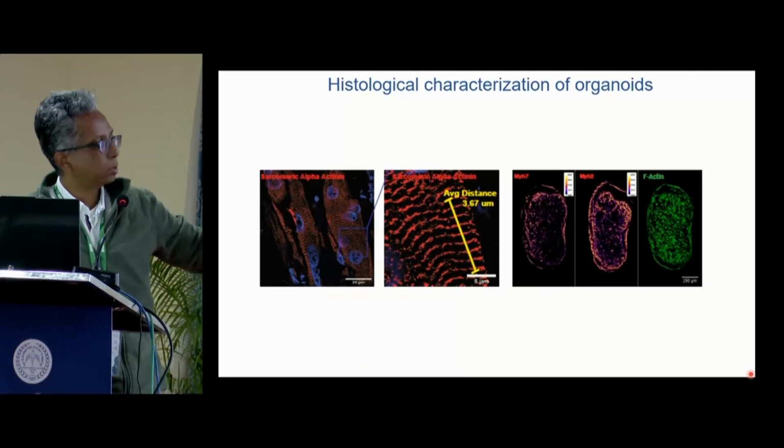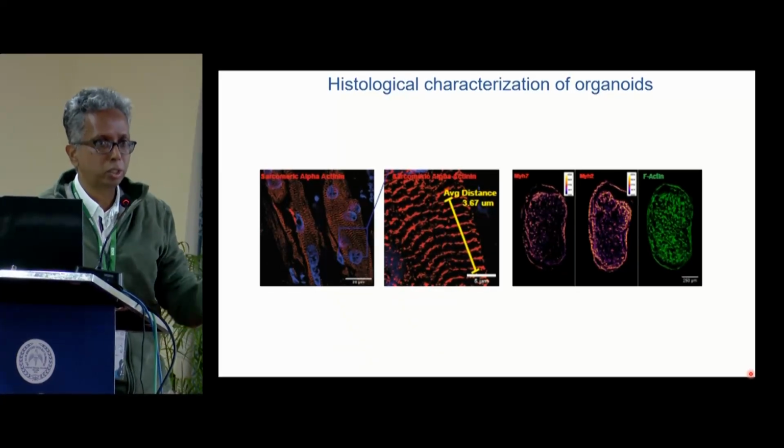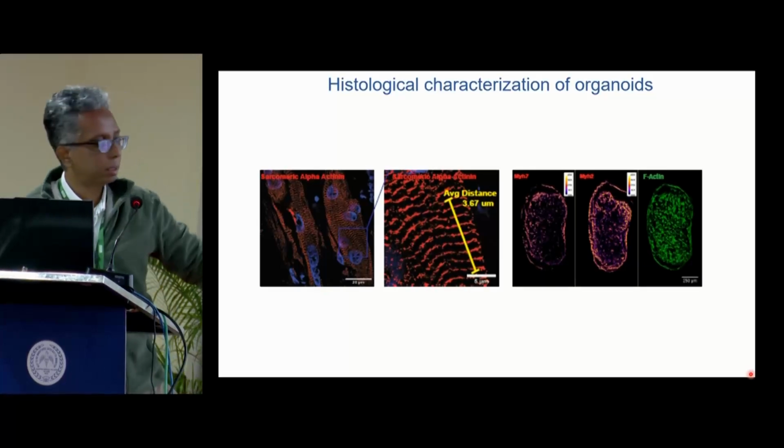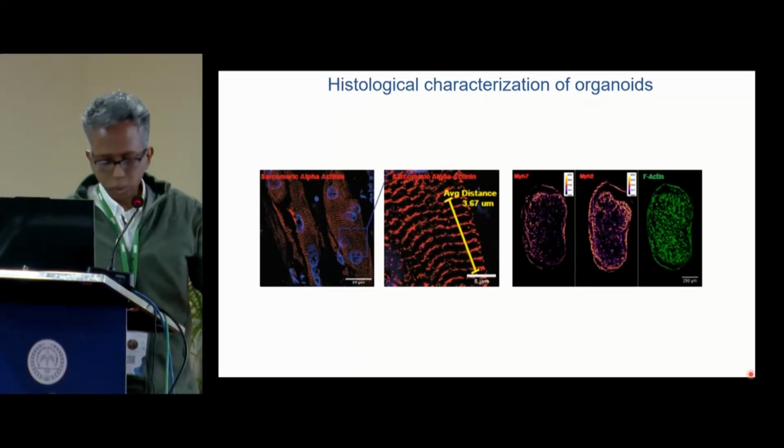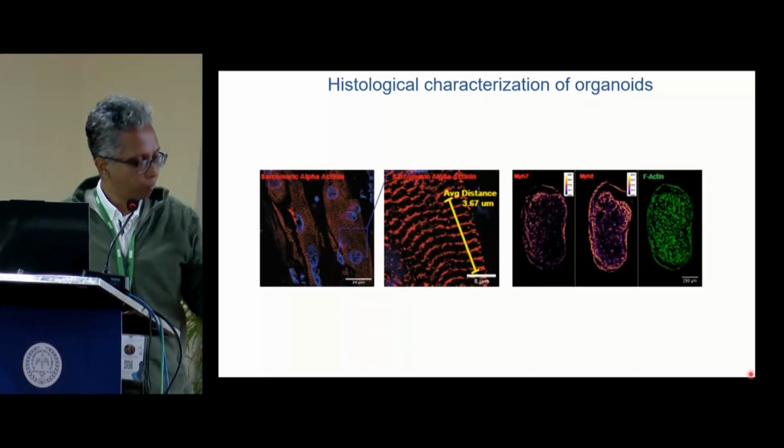And to our knowledge, this is one of the more mature fibers that we have seen in literature. It's going beyond the embryonic myosin heavy chain stains. So this told us that maybe these organoids are mature at 14 and 15.